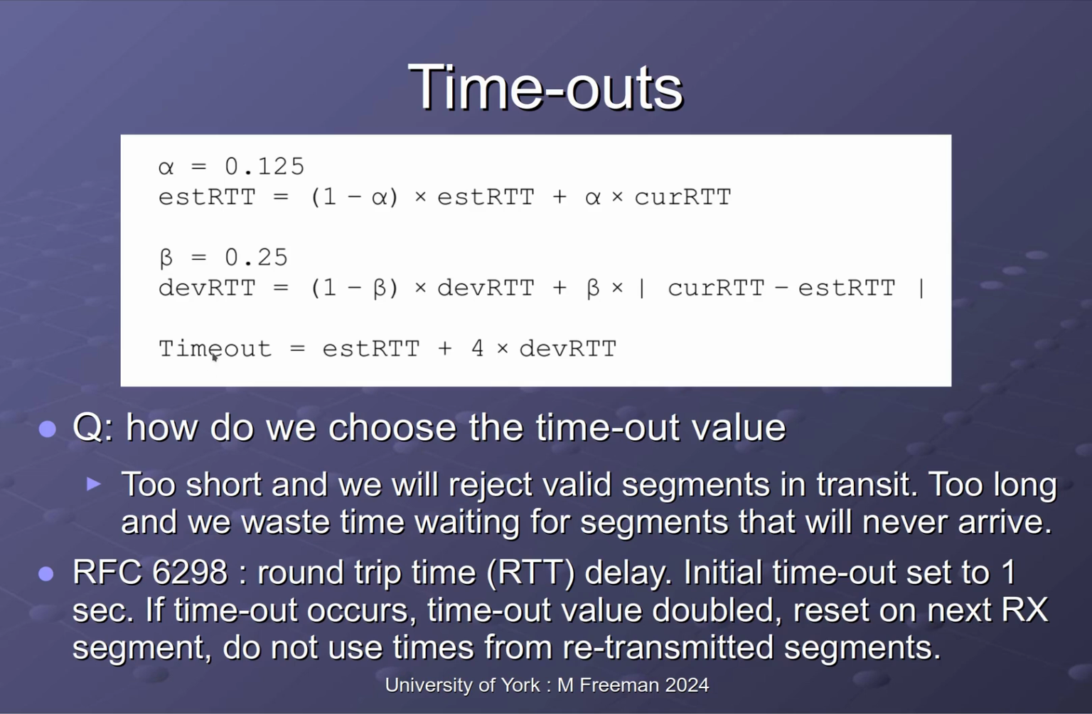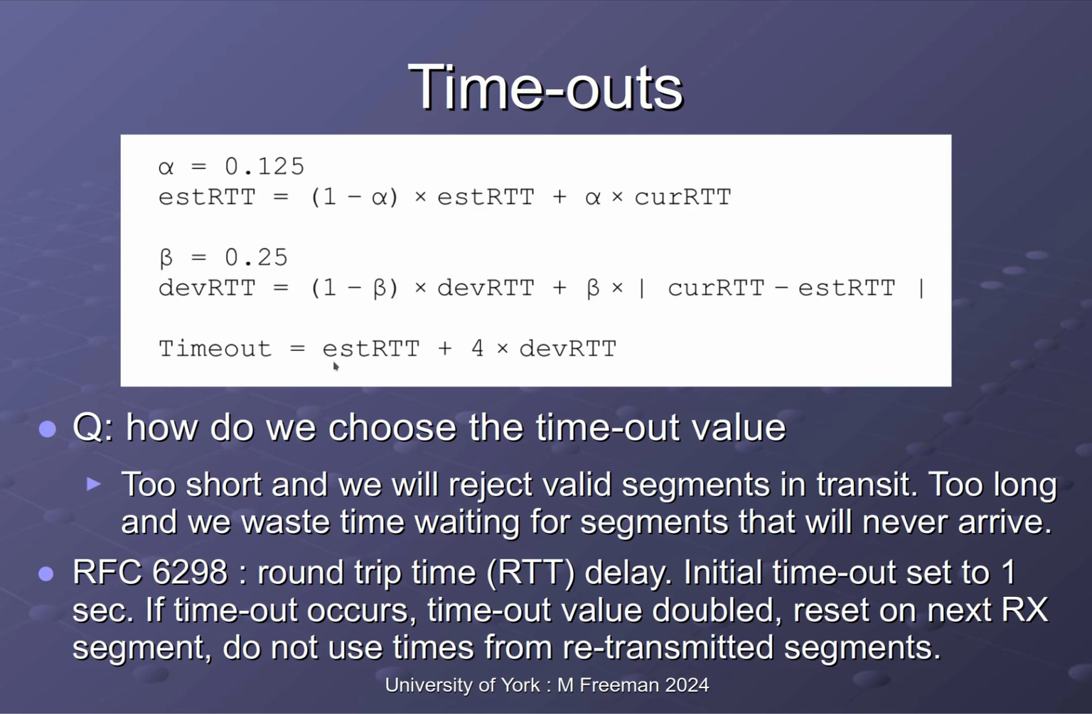In addition to that, the timeout is based on how the RTT is varying, so the deviation in the round trip time. So again, it's another weighted average filter. So the deviation is just the difference between the current and the estimated value. So how does it vary? So we're just getting the absolute value for here. And again, after we've received a few values, we can start to generate values for the deviation in RTT.